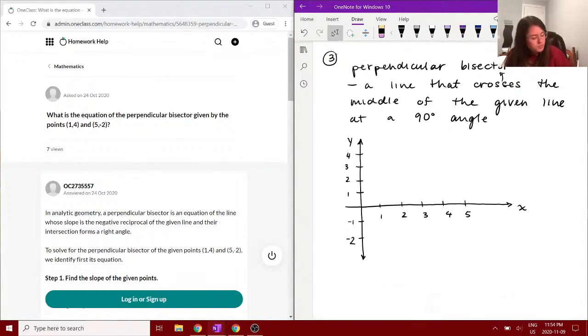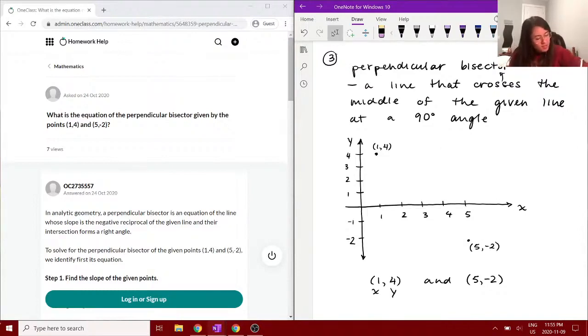As given in the question, we have points (1, 4) and (5, -2). So remember, this is x and this is y. We have x equal to 1 and y equal to 4, so that's this point here. And then the second point is x equal to 5 and y equal to negative 2. That's down here, minus 2.